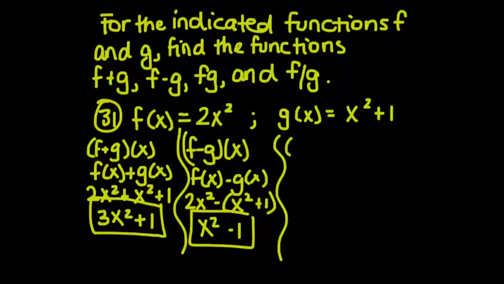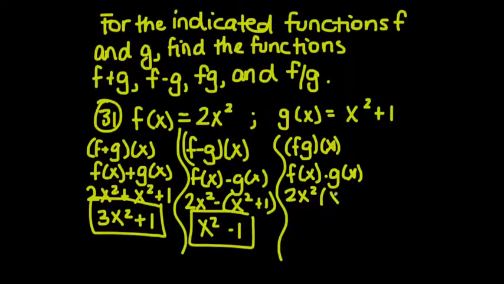F times g of x involves taking f of x times g of x, which is 2x squared times that quantity x squared plus 1. If I distribute the 2x squared into the parentheses, I have 2x to the fourth plus 2x squared.